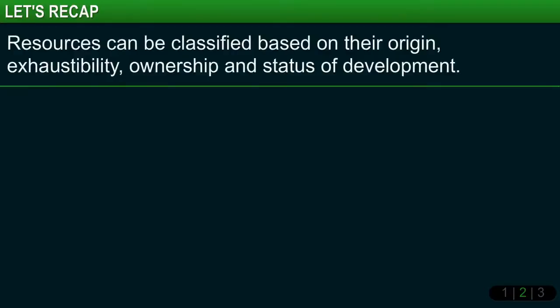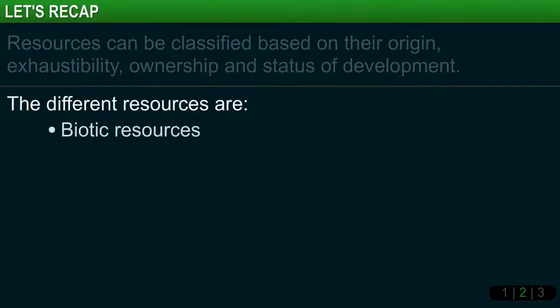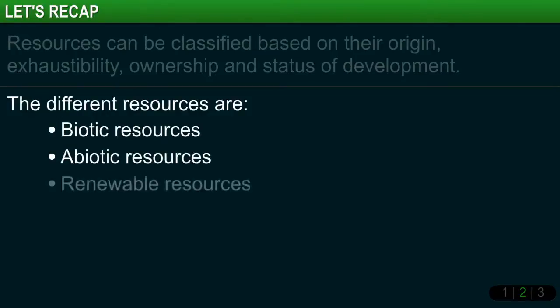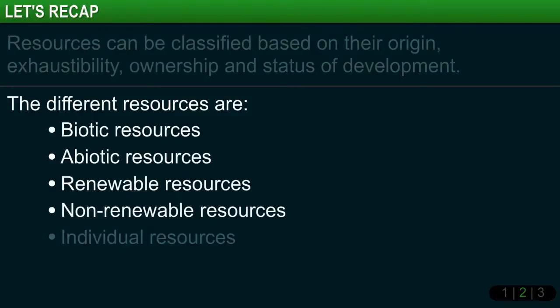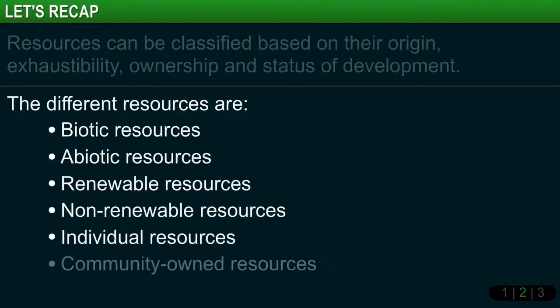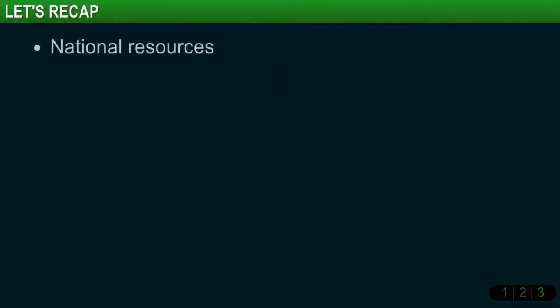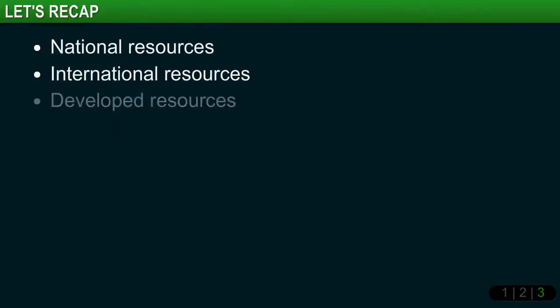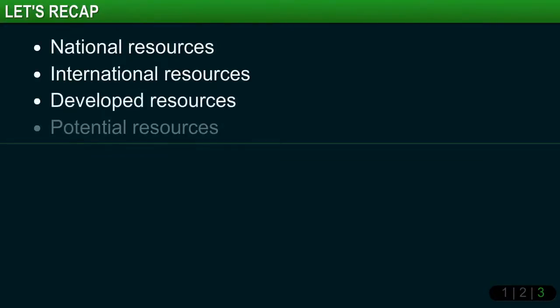Resources can be classified based on their origin, exhaustibility, ownership, and status of development. The different resources are biotic resources, abiotic resources, renewable resources, non-renewable resources, individual resources, community-owned resources, national resources, international resources, developed resources, potential resources.